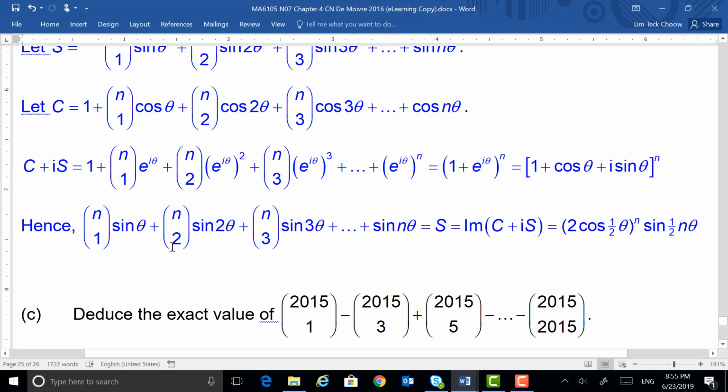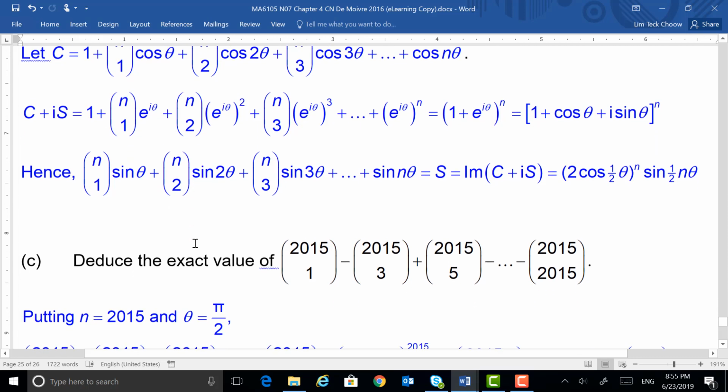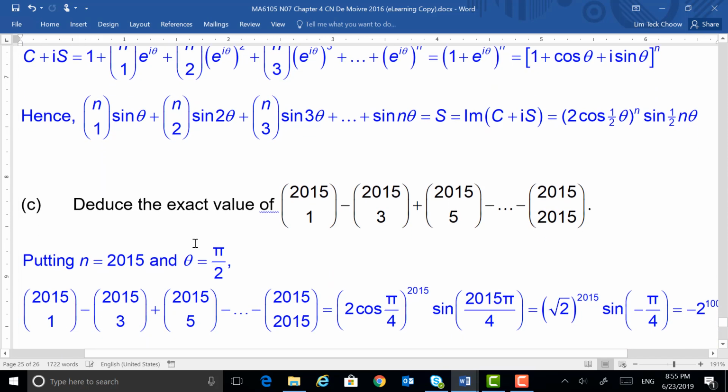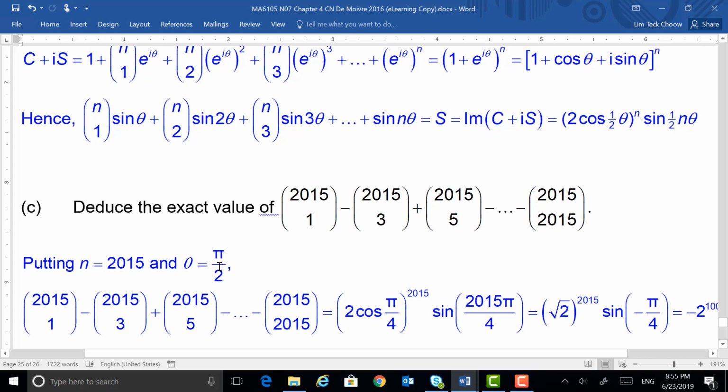And at the same time, it also works well for the nC2 because if theta is pi over 2, this becomes sine of pi, which is therefore 0, it will disappear. So therefore, from this guess and check, I can deduce that I should choose theta as pi over 2. So putting theta as pi over 2 on the left-hand side, I therefore know that I will get this expression when n is 2015. So I will put this as 2015 and put my theta as pi over 2.